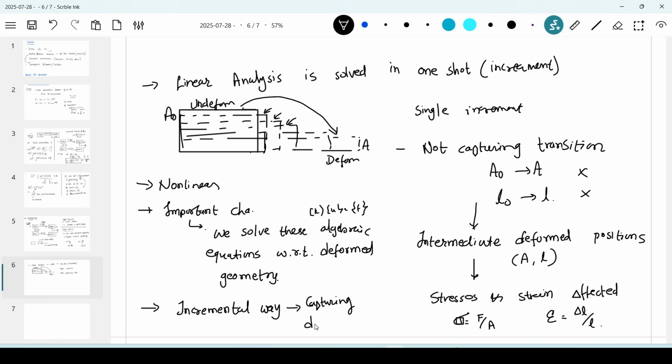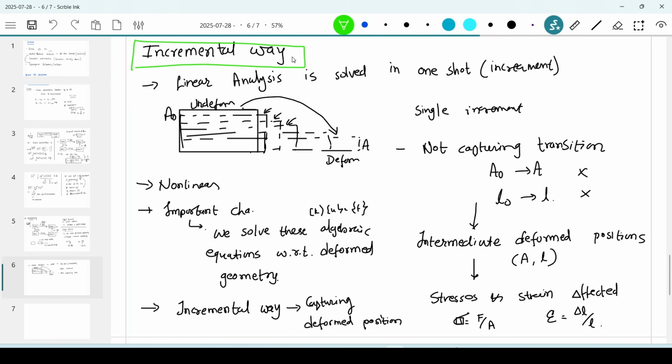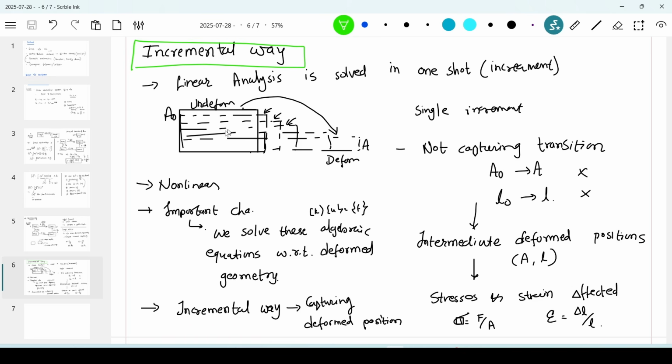Or I would say capturing the deformed position. So this is a main characteristic of nonlinear analysis. Okay, the simple takeaway is that it is solved in an incremental way. So I'll just highlight this: all the nonlinear analyses are solved in an incremental way. The reason is simple, that we want to capture something which is happening in between. And that is the reason we go the incremental way.